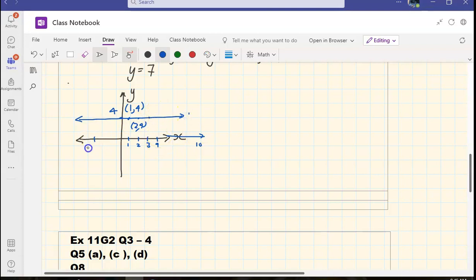What about here? Minus 7, right? This would be minus 7, 4. Your y value is always 4. It's always going to be 4. So no matter what x value you have, y will always be 4, and that is the equation of that line. Happy with that?